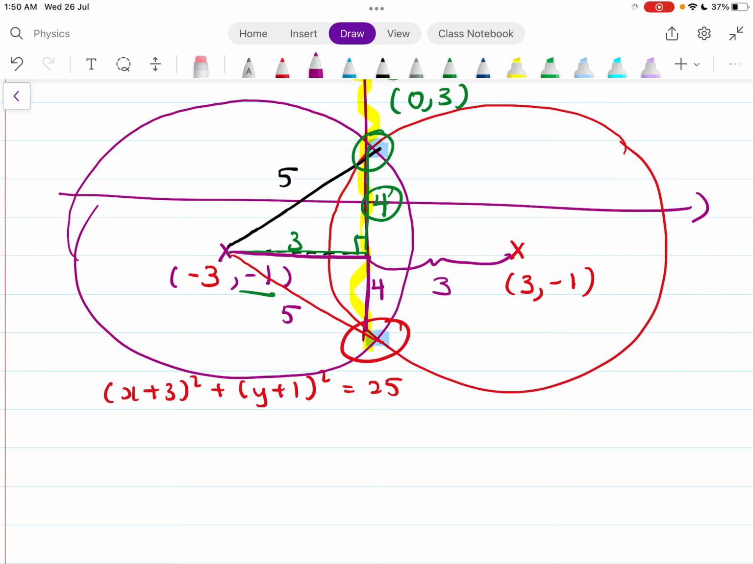So of course, the x coordinate of the intersection, -3, you go towards the right hand side by 3 units, is just 0. Okay, what about the y coordinate? So the y coordinate, -1, you go down by 4 units, you will get -5. So that is how you solve the part.